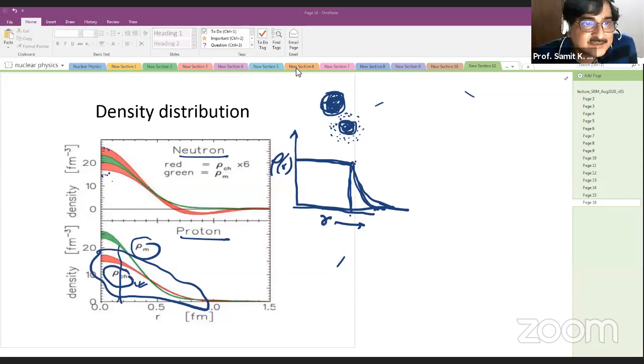Why is the charge density of a neutron 6 times the charge density of the proton? No, this is not true all the time. This depends on the nucleus. It varies from nucleus to nucleus, depending on which nucleus you are considering.